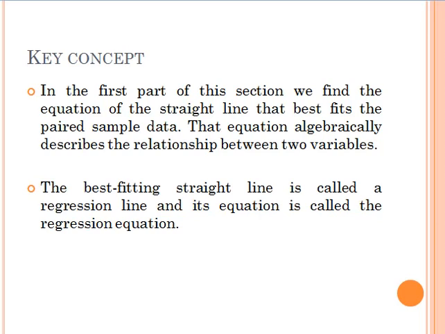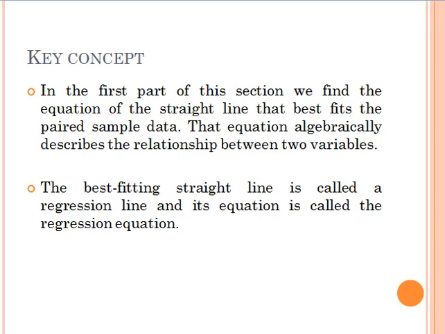In the first part of this section, we will try to find the equation of the straight line, which I think most of you already know about. The basic target is to find the equation of a straight line that best fits the paired sample data, right? So in regression, we will mainly be working with paired sample data. The data samples will occur in pairs, and our objective will be to find an equation for a straight line that best fits that paired sample data.